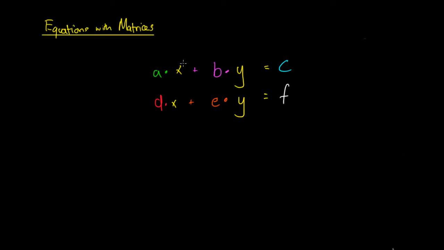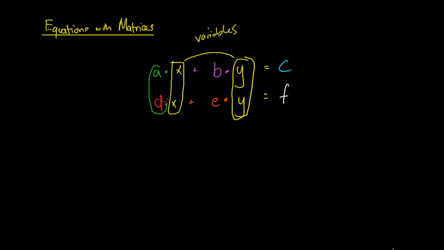So we said before that these are going to be our variables. So these here are our variables. And these things out the front here, so the a and the d, and then the b and the e, are our coefficients. And we said that we can take our coefficients and we can put them into a row vector, and we can take our variables and put them into a column vector.